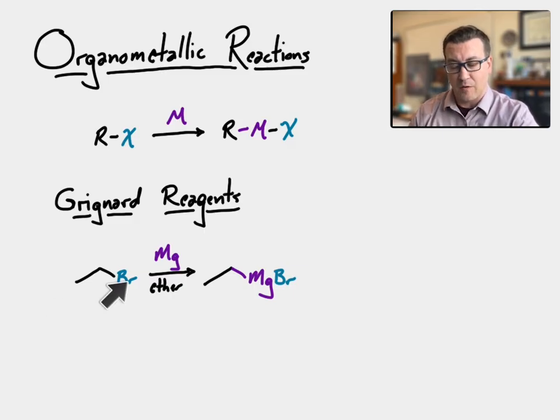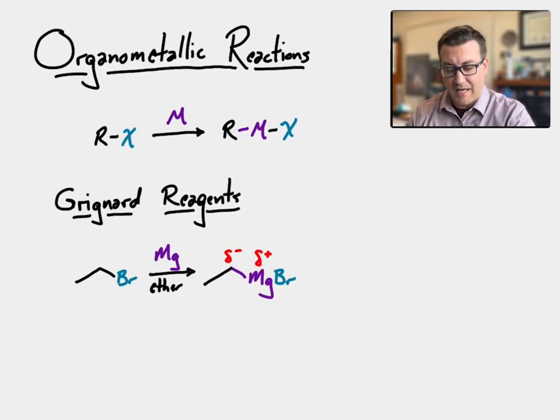So if you take an organobromide, chloride, or iodide, it's often done with a bromide, you can react that compound with elemental magnesium. And what's going to happen is the magnesium is going to insert in between the carbon-bromine bond to give you now this Grignard reagent.